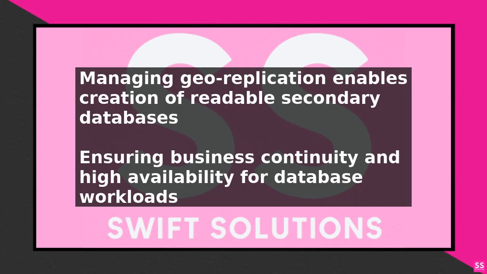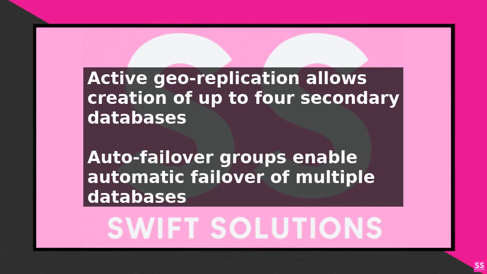and read scale-out. First, active Geo Replication allows you to create up to 4 readable secondary databases in different regions, which can be used for load balancing, disaster recovery, and data integration. Next, auto failover groups enable automatic failover of multiple databases to a different region in case of an outage.